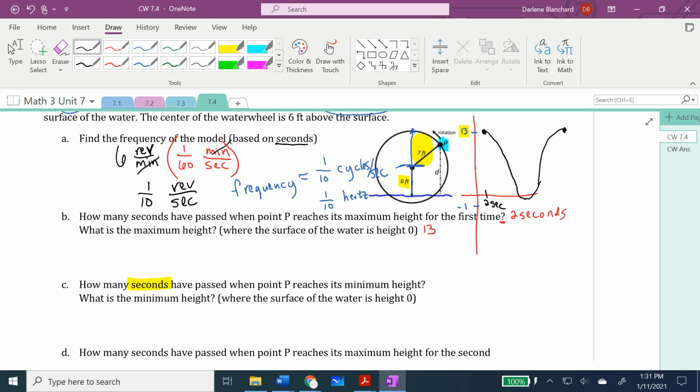So one way you can look at this is because the frequency is 1 divided by 10, that means the period is actually 10 seconds per revolution. That means that it will get halfway through its cycle in an amount of time of 5 seconds.